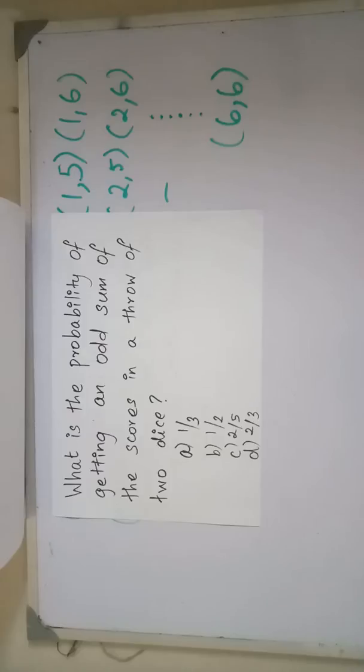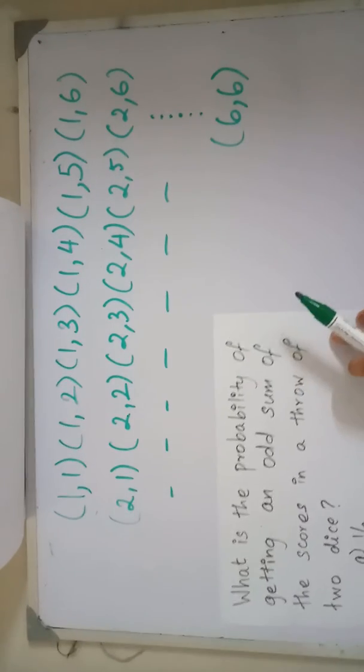What is the probability of getting an odd sum of the scores in a throw of 2 dice? So we have 4 options given here, and you have to notice that the question says the 2 dice are being thrown. So we have to first write down the sample space of throwing 2 dice together.